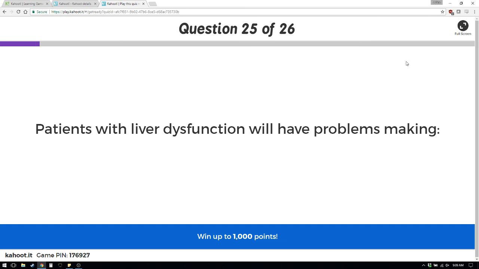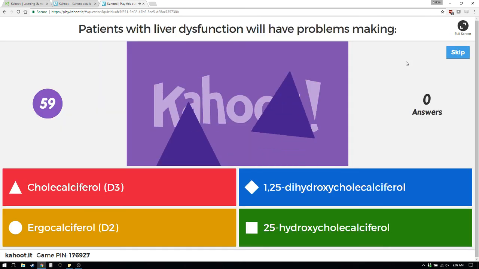Guess not. Okay, patients with liver dysfunction will have problems making the following. Oh boy.